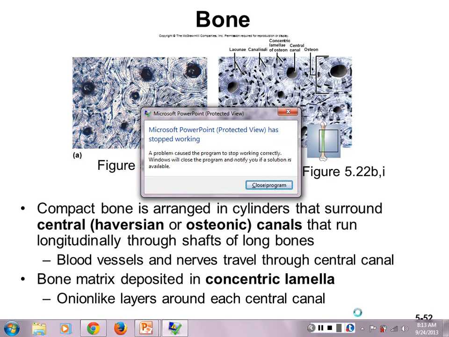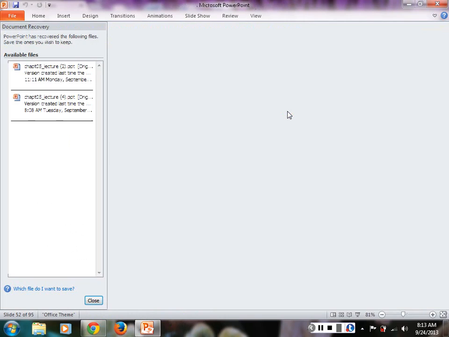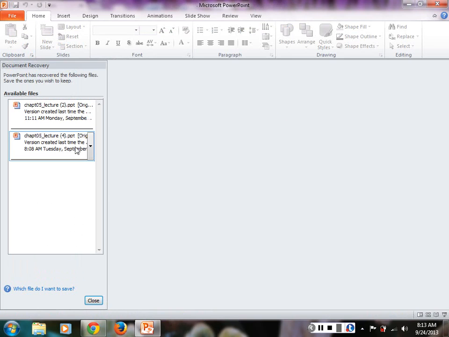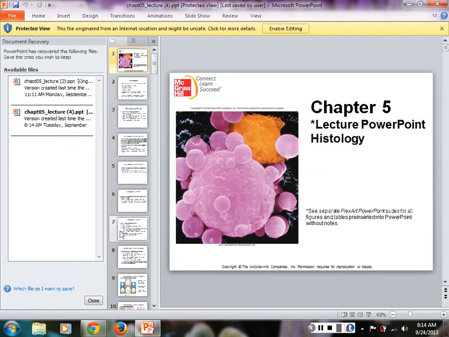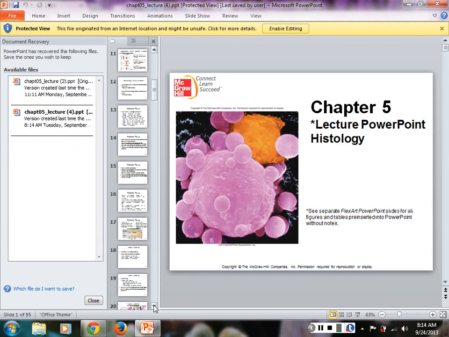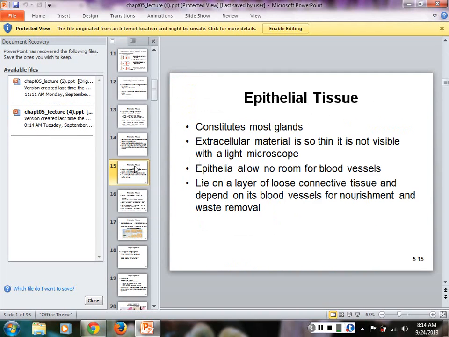Okay, Microsoft PowerPoint has stopped working. And what if I use a solution for that? Yeah, I'm going to have to keep it like this because there's something going on with my laptop.